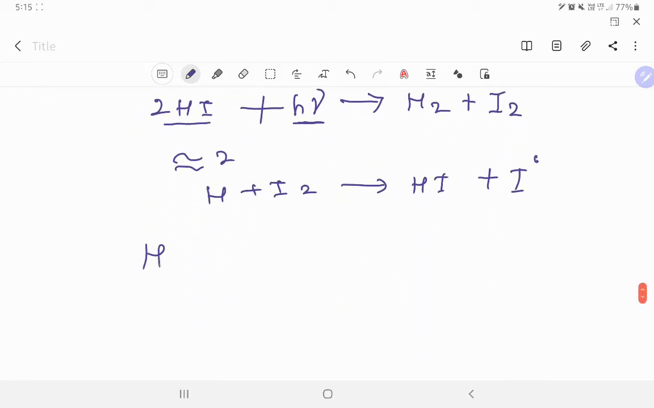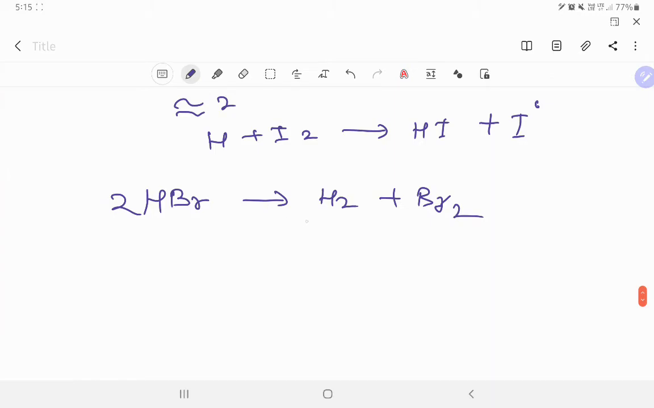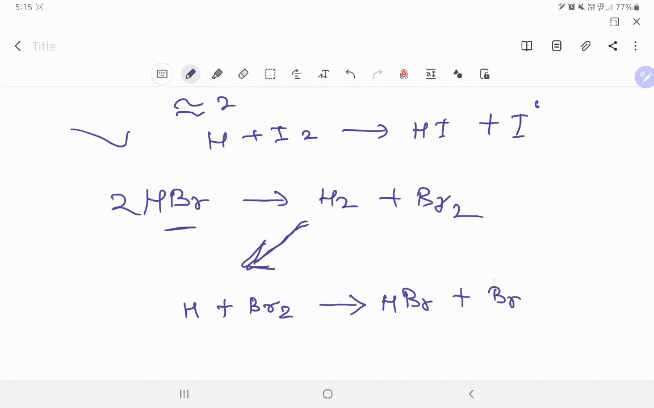Similarly, if we consider the decomposition of HBr to give H2 and Br2, the same reaction takes place. But as time passes, the quantum yield falls below 2 very quickly as compared to HI, because as molecular bromine concentration increases, it combines with hydrogen radical and forms HBr. This reaction is very fast as compared to decomposition of HI. In case of decomposition of HBr, the quantum yield is low.